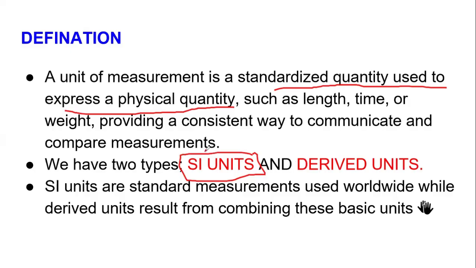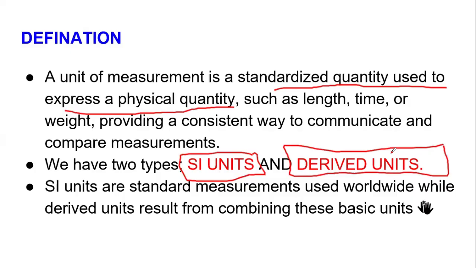Okay, so these SI units are the most important units, and they are only 7. From those 7 SI units, you'll be able to come up with hundreds of units, a lot of units. Those units that you come up with are what we call derived units. Why are they called derived? Because they are made from the SI units.